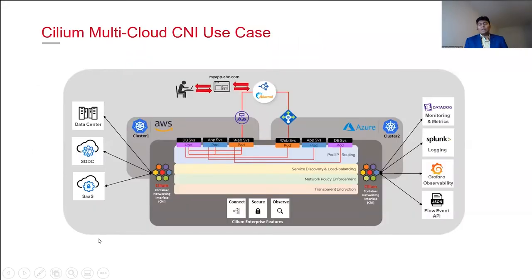This is a high-level multi-cloud container network use case that we will deep dive into. As you can see, a customer is trying to access our application from outside, and the application is hosted in two different clouds, using individual cloud native services as well as an external service provider to load balance the same. And more importantly, the picture depicts that the app needs to talk to another application in a data center, or another service in our SGDC, or other downstream systems in our SaaS.